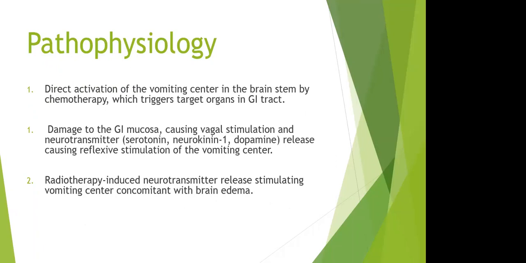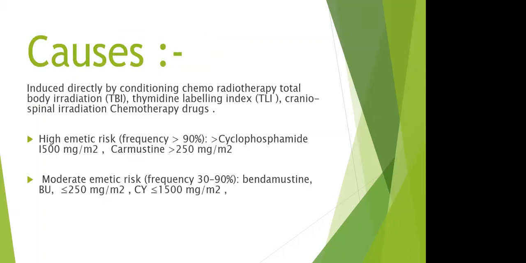The pathophysiology is the direct activation of the vomiting center in the brain stem by chemotherapy. The other pathophysiology might involve damage to the gastrointestinal tract mucosa, causing vagal stimulation and release of stimulation of the vomiting center. And also radiotherapy-induced neurotransmitter release causes vomiting. So there are three mechanisms of vomiting due to chemotherapy.